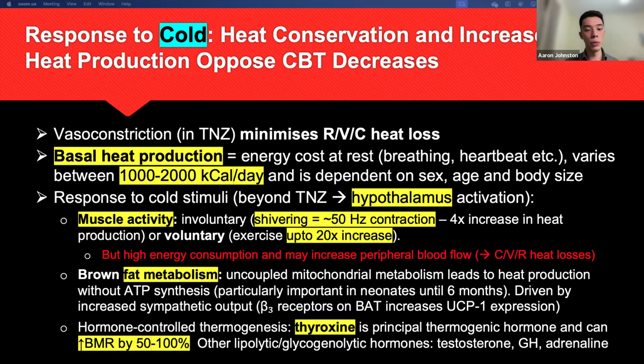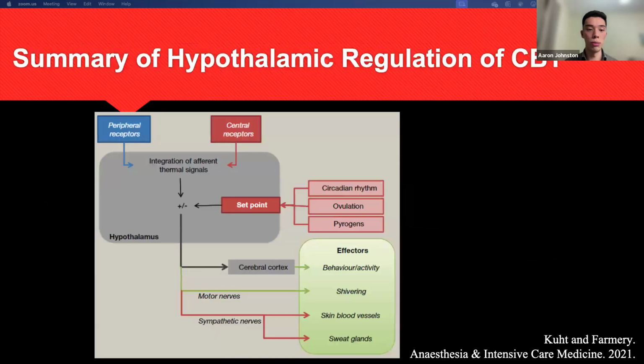There are also hormonal ways to increase body temperature, for example, the production of thyroxine from the thyroid, and this can increase basal metabolic rate by nearly 100%. And there are also other lipolytic or glycogenolytic hormones, for example, testosterone and growth hormone.